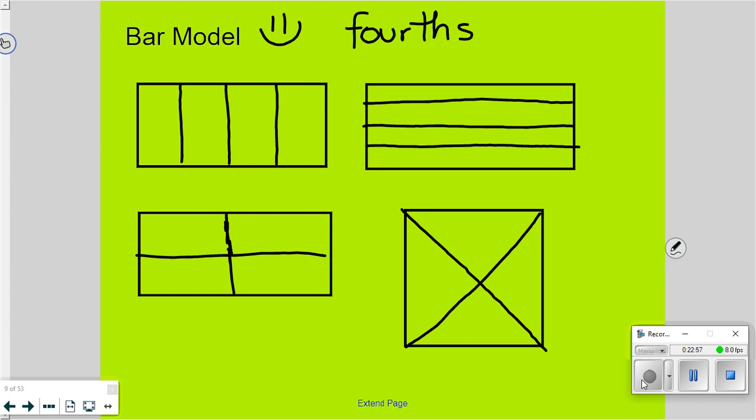All of these are broken into fourths. Count with me. Ready? 1 fourth, 2 fourths, 3 fourths, 4 fourths. 1 fourth, 2 fourths, 3 fourths, 4 fourths. Gee, it's much easier to count if you look at what you're counting.